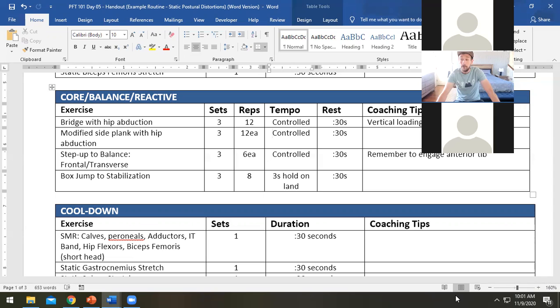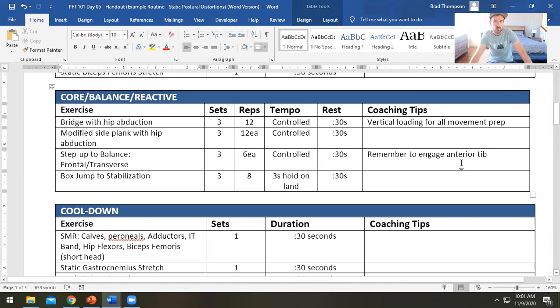You can use weights with those too, right? Oh, totally. Yeah. These are kind of basic, but like dumbbells, you can absolutely, yeah. I'm not a huge fan. If you did a box jump to stabilization with weights, I would want you to hold them here. I don't like it when people do that box jump with weights on their shoulders, just because it kind of loads the spine in a weird way.